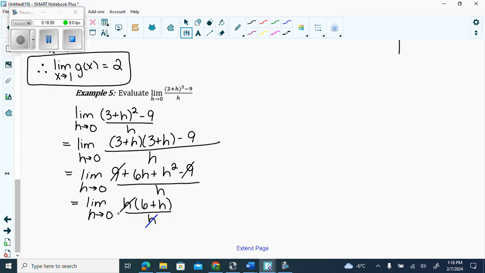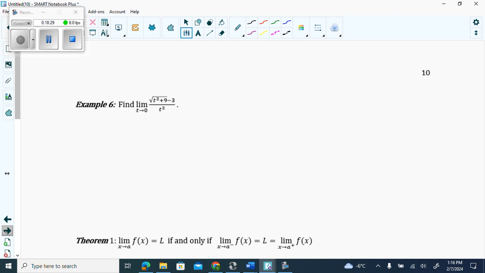So now I can substitute in. And the moment I substitute in, the limit word goes away. So I'm going to get 6 plus 0, which is 6. So the answer to that is actually 6. Okay? And we're going to flip over.